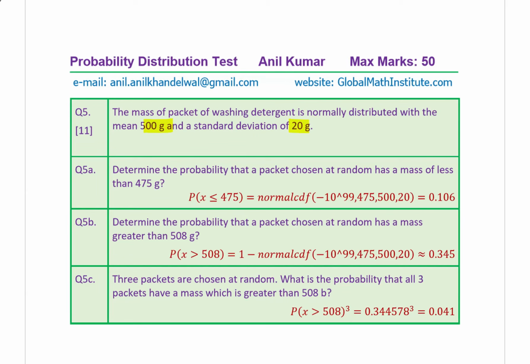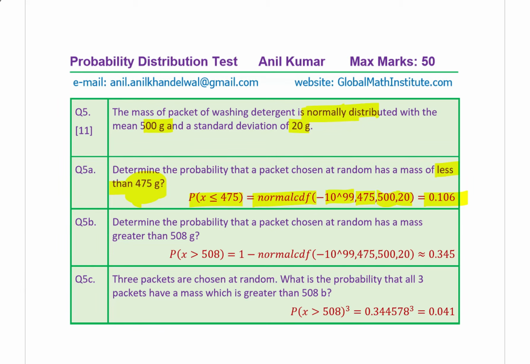Determine the probability that a packet chosen at random has mass less than, right? Less than 475. So we'll use the probability distribution function, and this is a normal distribution as has been given to you. So we'll use normal CDF. So from minus infinity, which is minus 10 to the power of 99, to 475 is given to us. We are interested in values less than this, and that gives you the answer as 0.106. You could also use the Excel sheet to get these answers.